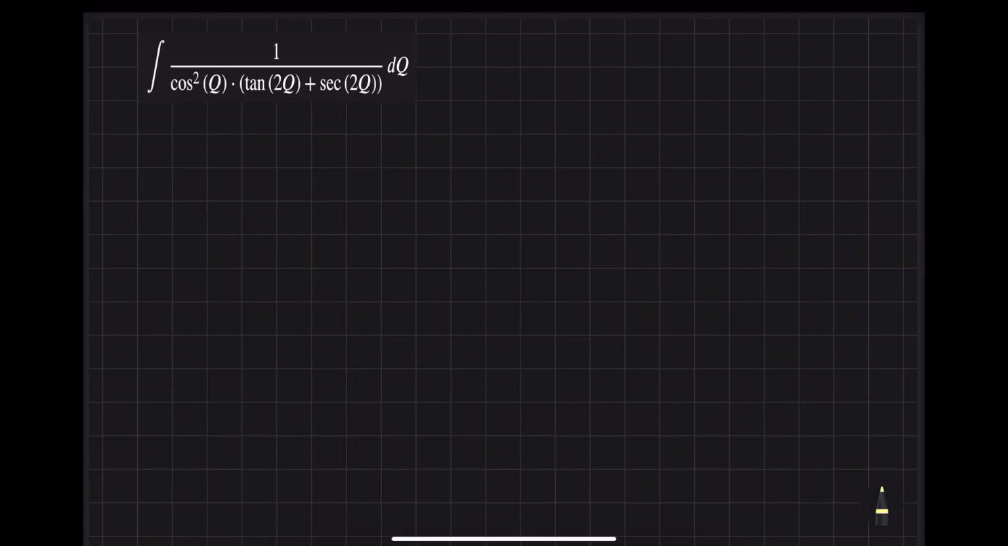So we have to integrate 1 by cos square theta into tan 2 theta plus sec 2 theta d theta. Okay. So the idea is, you know that you have to use substitution. And majorly if you take help of substitution, you have to take something as z, correct?